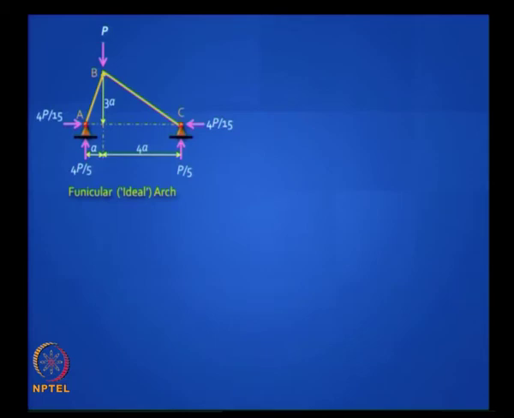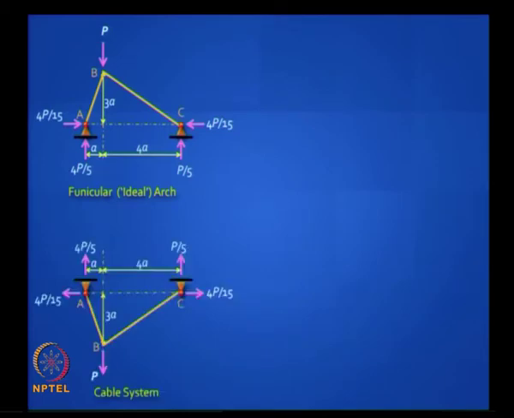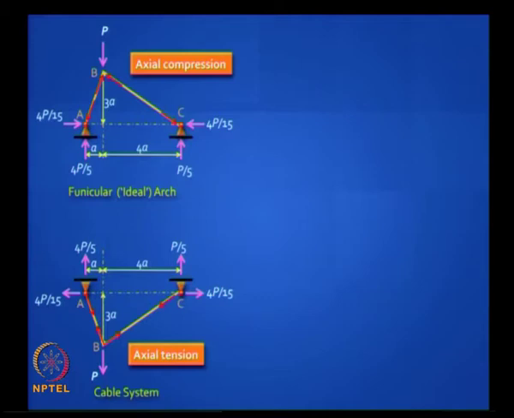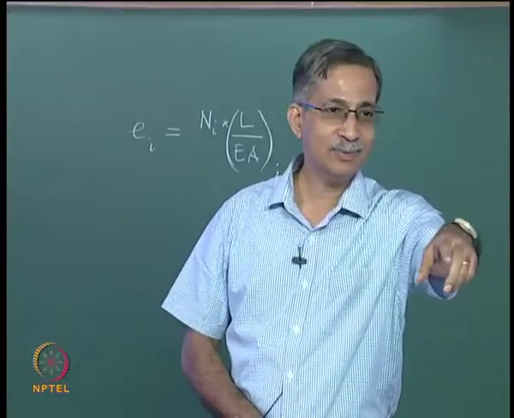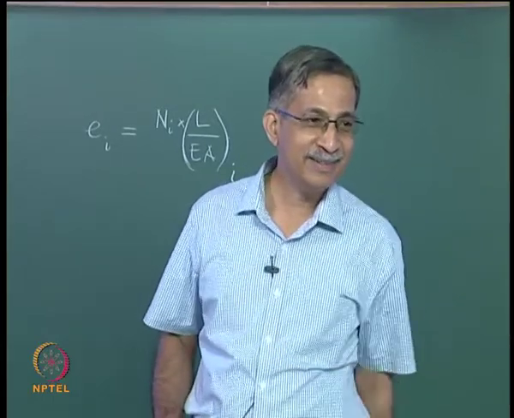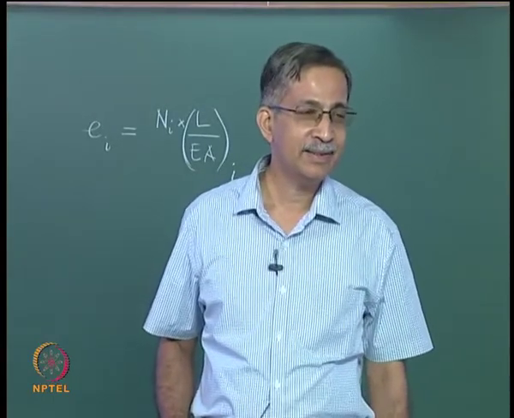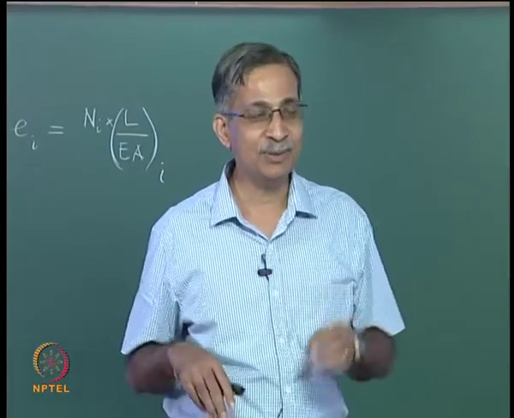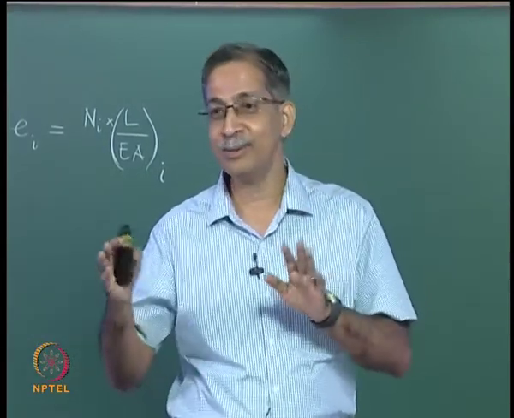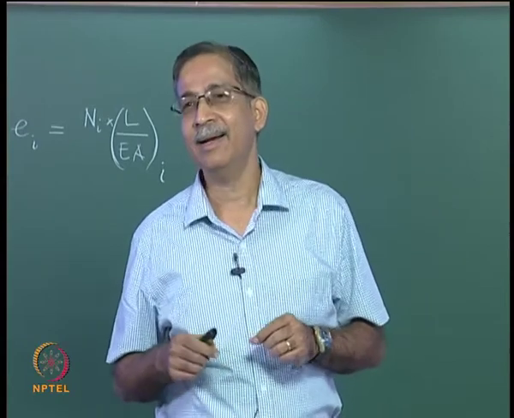In this instance, AB and BC will have only axial compression. If you flip it over, it is like a cable, it will have only axial tension. What is the main difference between an arch and a cable? Compression. Yeah. Who was answering for me? Yeah. Arch takes compression and cable has tension. Right. That's a, but there is some more difference between an arch and a cable. In addition to compression, the moment is always zero.